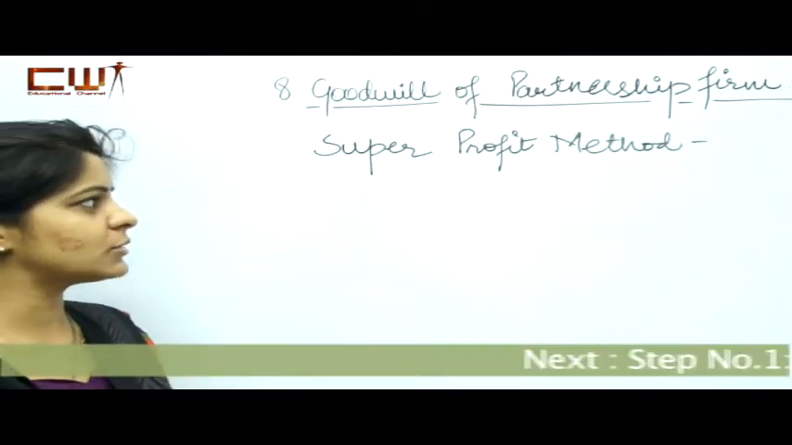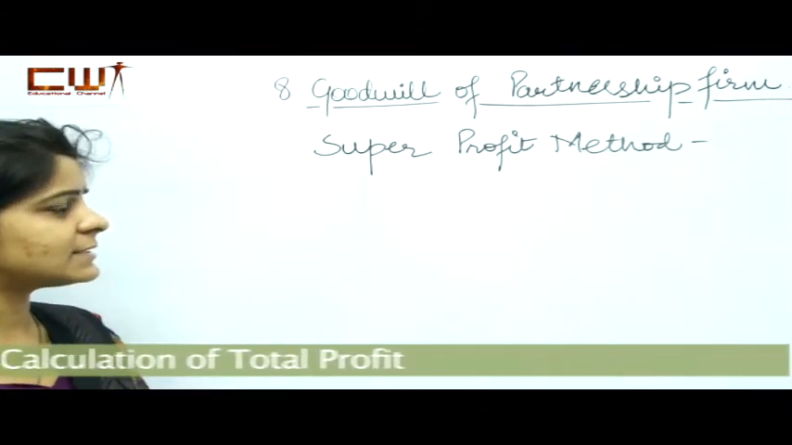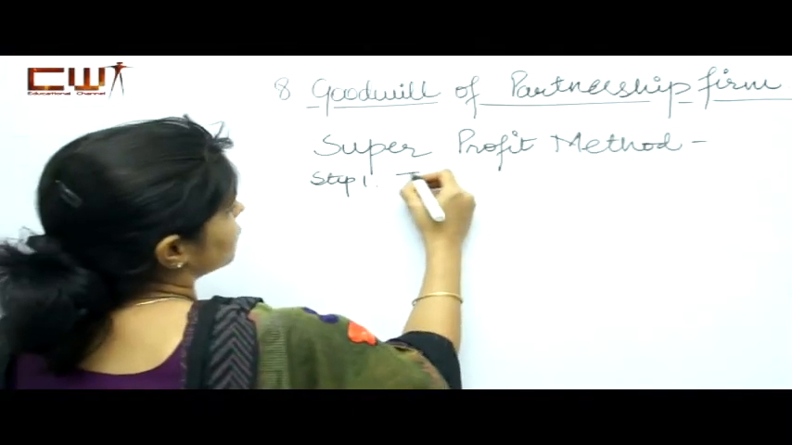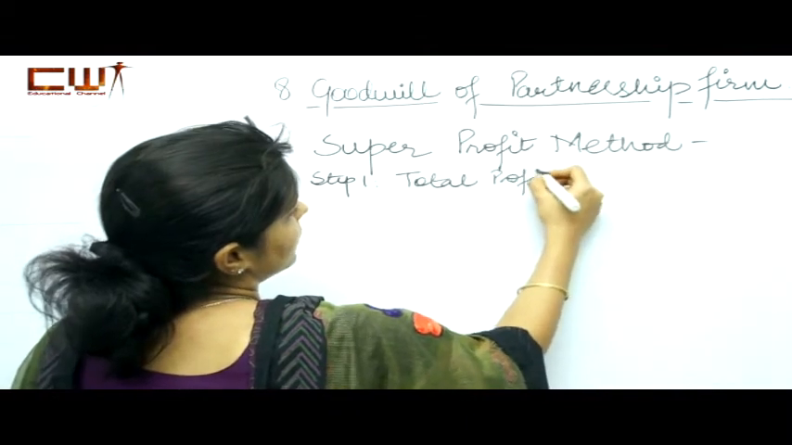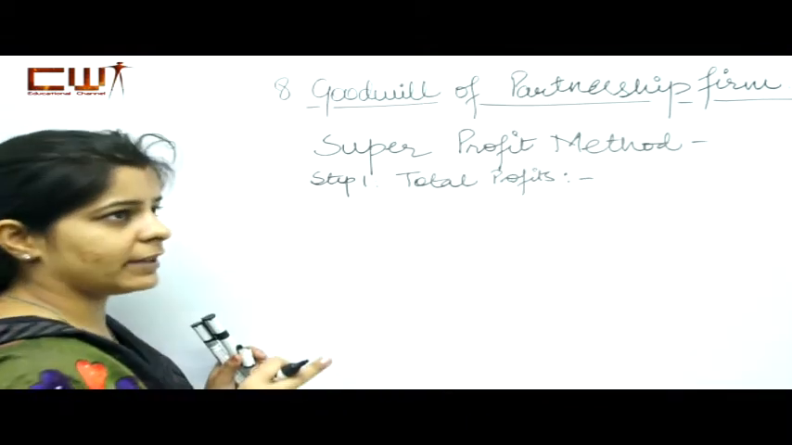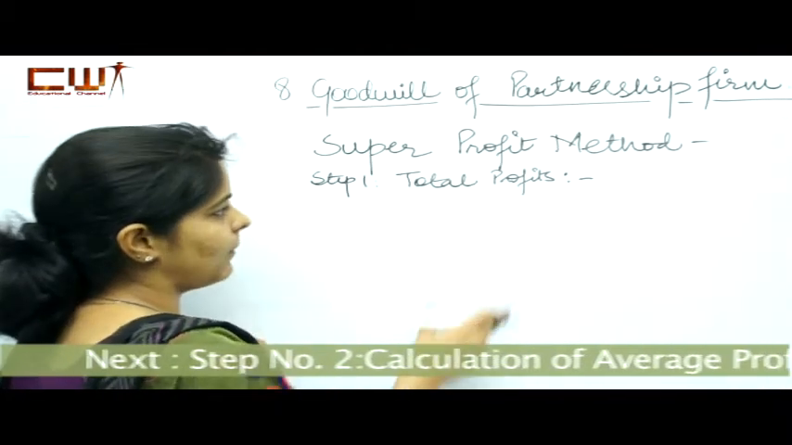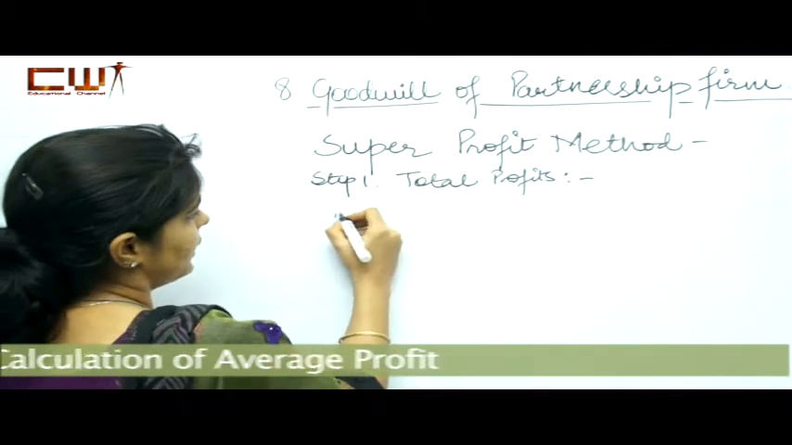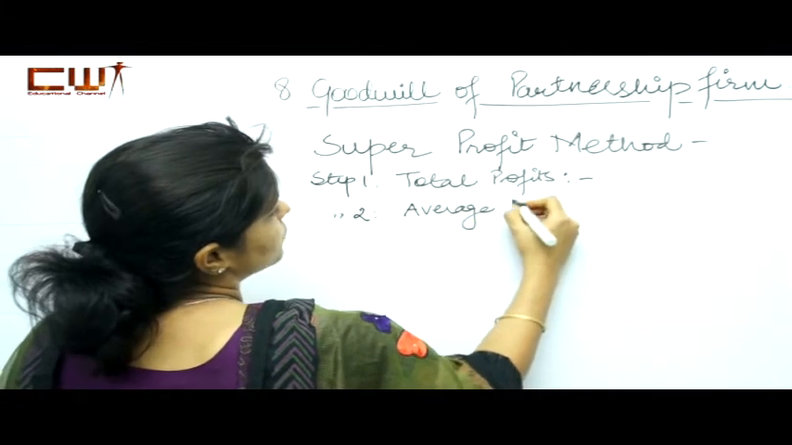Let's see how we do with the super profit method. We'll solve the numericals, but before solving them, we will just see how it goes stepwise. Step 1 is finding out the total profits. The total profits are found in a similar way as we did for the average profit. Profits for 5-6 years are given to you, you add them up and you get the total profits, right? Step number 2, you find out the average profits.